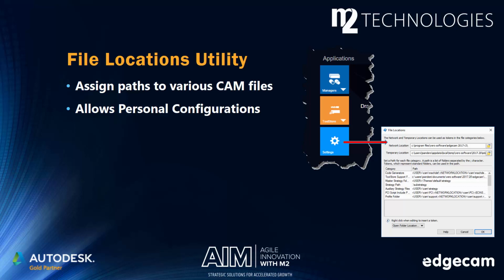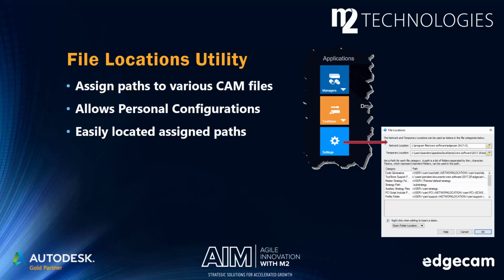The purpose of this utility is to assign paths to various important CAM files. And quite frankly, it allows personal configurations. Now, when we go through a typical Edgecam install, the user doesn't have to touch a thing inside the file locations box. The software installation takes care of that. But this is a place where companies with specialty deployments, perhaps things located on a network, or custom file paths that they've set up, or multi-user environments, might want to create their own mapping for where the software should find some of these important files. And that utility allows us to do that.